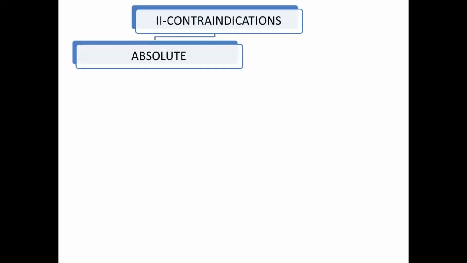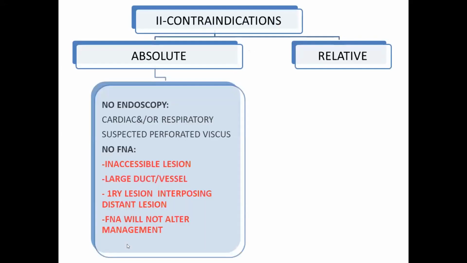Okay, then we come to the contraindications. There are absolute contraindications and relative contraindications. The absolute contraindications are an inaccessible lesion, or large ducts and vessels intervening between the echo endoscope and the target. And if the primary lesion is interposing a distal lesion, as we'll see later, or of course if fine needle aspiration will not alter the management.